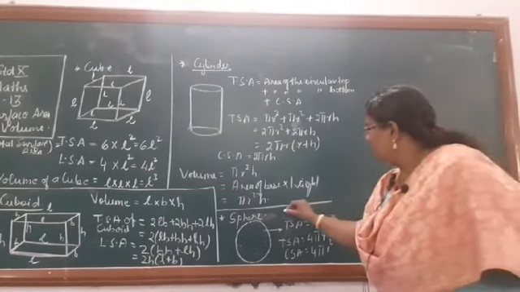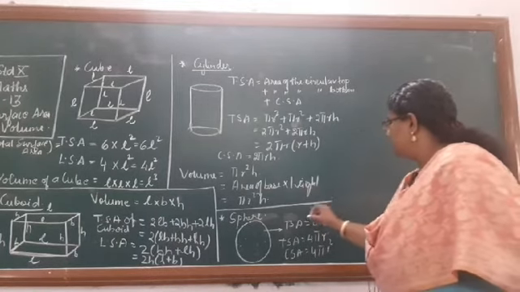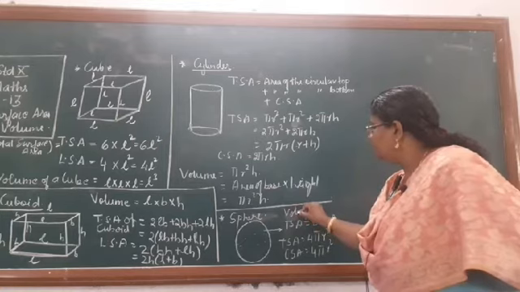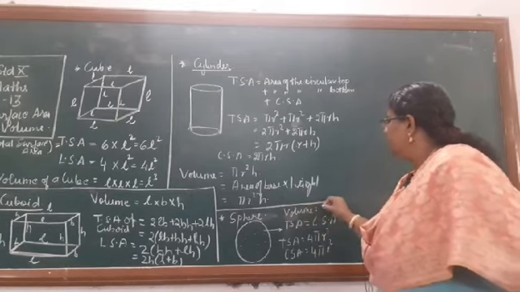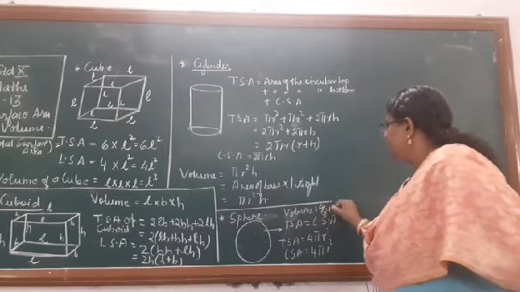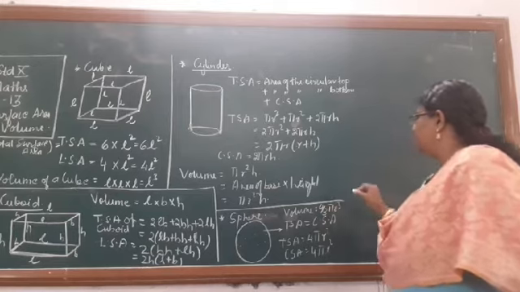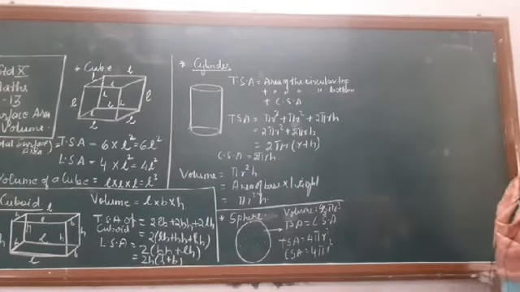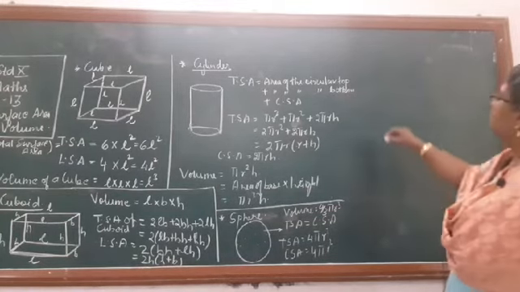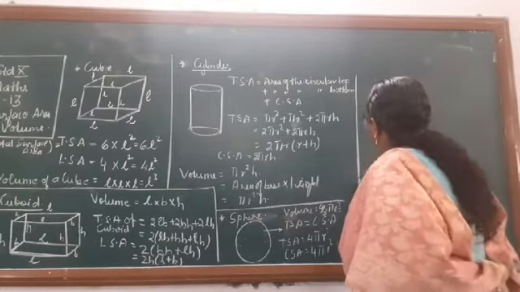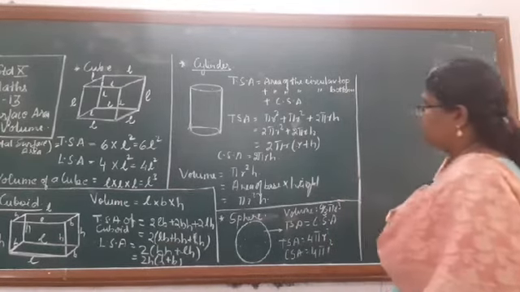वॉल्यूम ऑफ स्फीयर क्या होगा? दिस इज टोटल सरफेस है. वॉल्यूम देखेंगे तो स्फीयर का कितना आता है? वॉल्यूम विल बी 4/3 pi r cube. This is the volume of the sphere. Clear everyone? Okay. So this is regarding sphere.